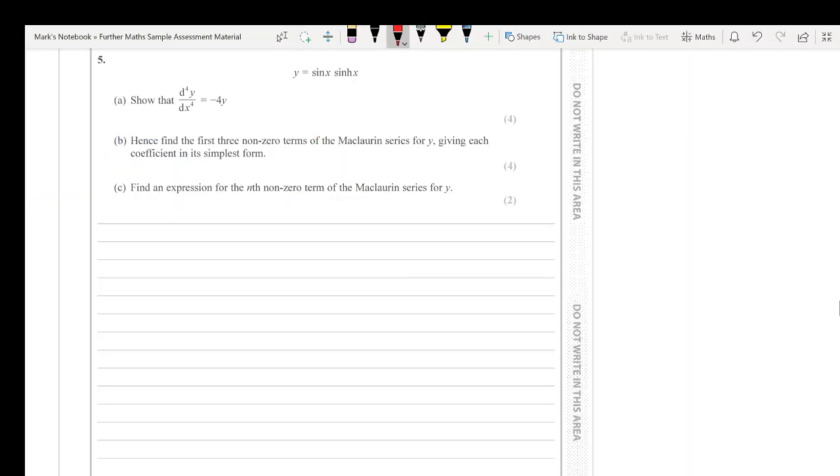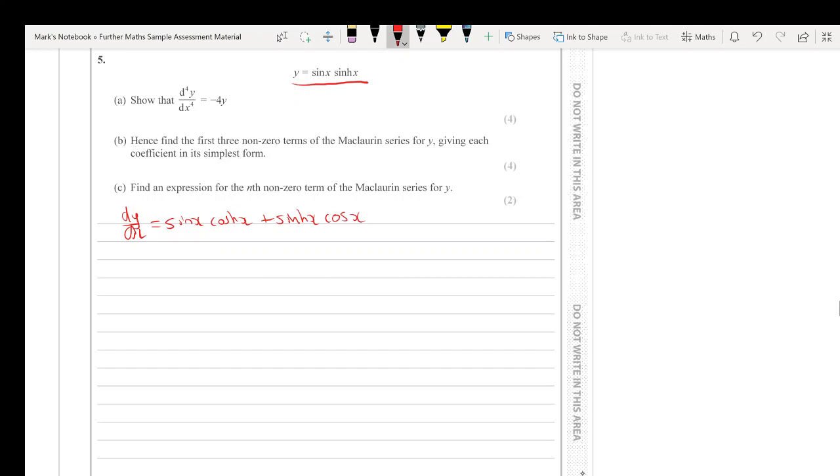Okay, question 5. Show that d4y by dx to the 4 is minus 4y given this expression. So that's product rule. I do it as first differential of second plus second differential of first. So I'm going to start by writing dy dx is equal to first, differential of sine is cosh, plus second, which is sine, differential of first, sine differentiates to cos.